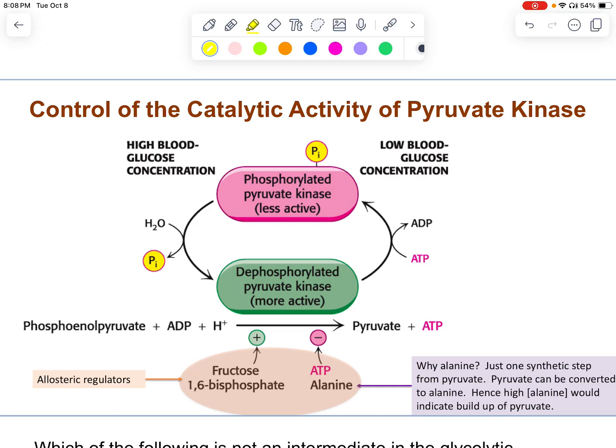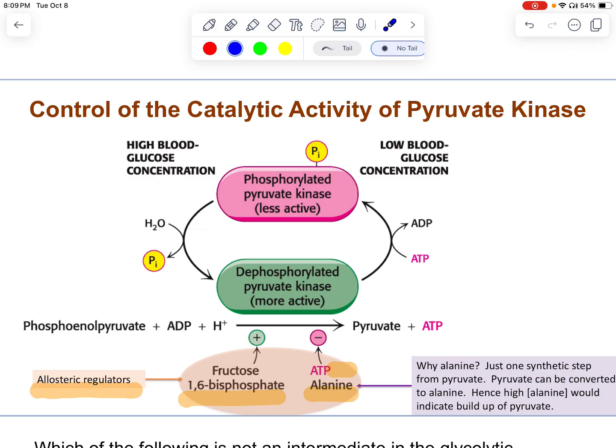pyruvate kinase has allosteric regulators. Those are the ones in this oval down here. Fructose 1,6-bisphosphate is still the allosteric regulator that speeds it up. We looked at that before. ATP is an allosteric regulator that would slow it down. If we've got a ton of ATP, that tells our system, hey, we don't need to keep making more. And interestingly, alanine. I put a little note over here because, why in the world alanine? Alanine is very close to pyruvate, and so pyruvate can be converted to alanine. If we start building up pyruvate and don't have anything to do with it, some of it can be converted to alanine. Hence alanine is a negative effector, because if we start building it up, it means we've got too much of our product. We should slow it down.